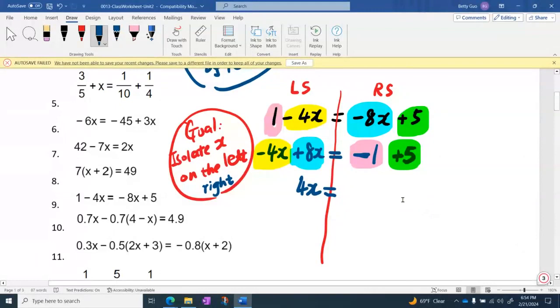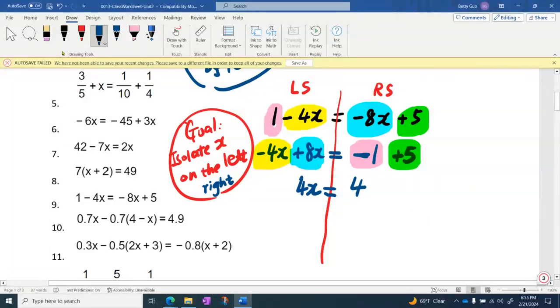Right side, negative 1 plus 5. You lost the $1, and then you gain $5, and you end up with $4, right? And then we are very close to the goal. The goal is to isolate the x on the left side. What we have right now is 4x. So the last step is we are going to get rid of the 4.